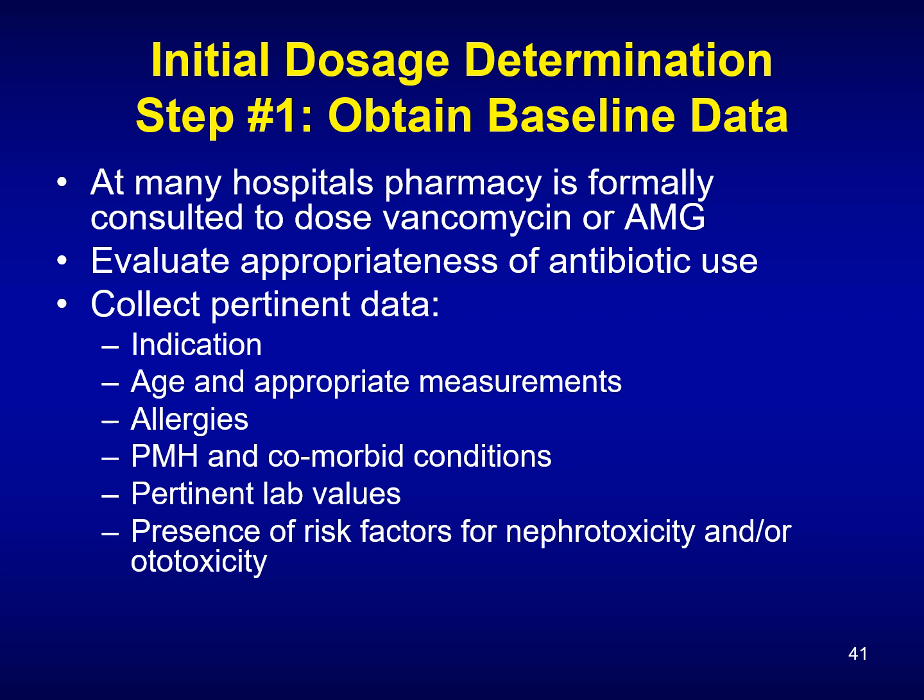When trying to come up with an initial dosage for vancomycin or aminoglycoside, there are several steps involved. Step 1 is to obtain baseline data. At many institutions, pharmacists are formally consulted to provide dosages for vancomycin or aminoglycosides. It's always important that before we go into dosing, we first evaluate the appropriateness of antibiotics. This requires collecting some pertinent data, including indication for antibiotic, age and appropriate measurements, such as weight and height, allergies, past medical histories and comorbid conditions, pertinent lab values, and presence of risk factors for nephrotoxicity and or ototoxicity.